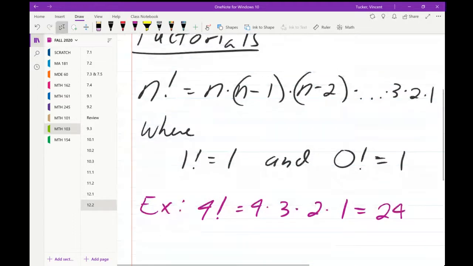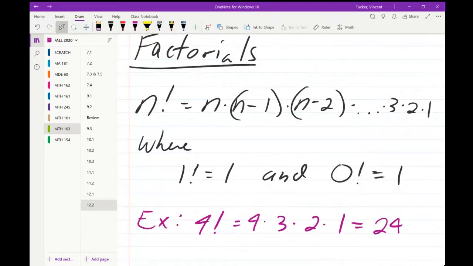All right, so factorials, the exclamation point in mathematics, means factorial. You take that number, count down by ones until you get to one, and multiply all of those numbers together. So if you had 100 factorial, that would be 100 times 99 times 98 times 97 times 96, all the way down to 1. Then you multiply those together, and that would be your factorial.